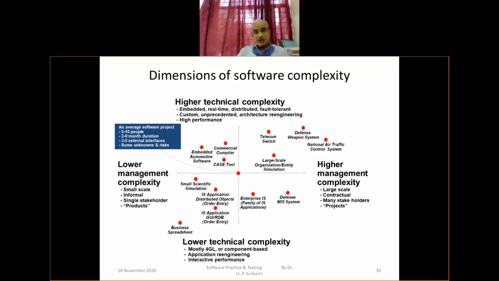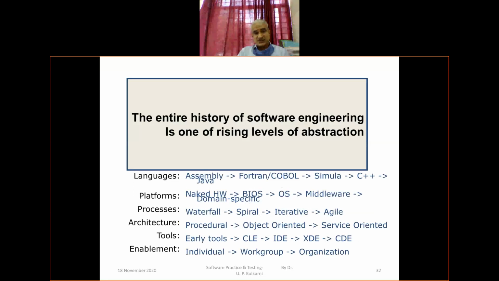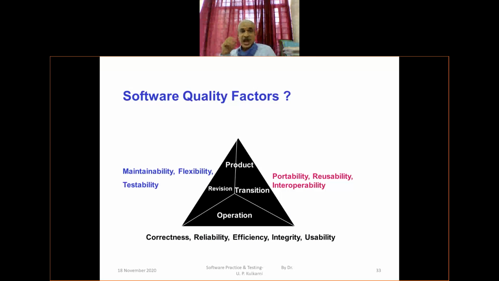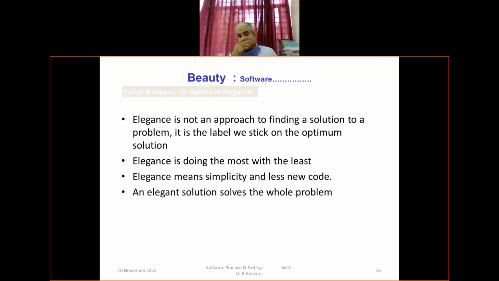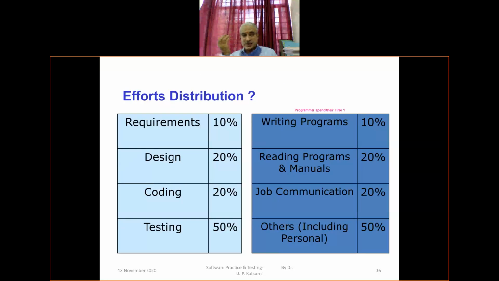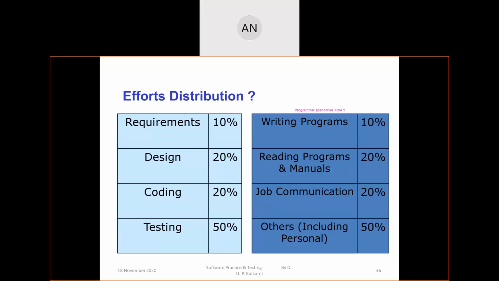We talked about the different nature of complex software, and about the quality factors, which we discussed. Now look at the effort distribution. If you look at the effort, requirement is 10%, design 20%, coding 20%, right? Testing is 50%. When I say the effort of testing is 50%, it should not be understood as a separate, isolated entity. Testing is a part of requirement, part of design, part of coding. Testing doesn't occur only as a part of coding.